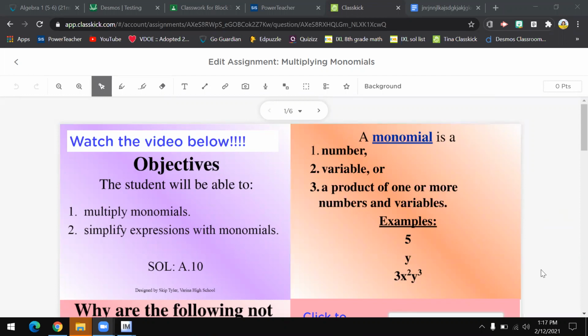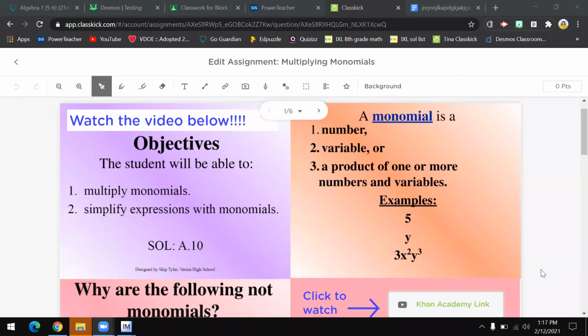Okay. So a monomial is just a number, a variable, or a product of numbers and variables. So for example, 5, that's just a plain number. It's a monomial. Y, that's just a plain variable. It's a monomial. This is a monomial because it's just multiplying numbers and variables together. So this is like saying 3 times x times x times y times y times y. It's just multiplying letters and numbers together. So it's a monomial only when I'm multiplying.